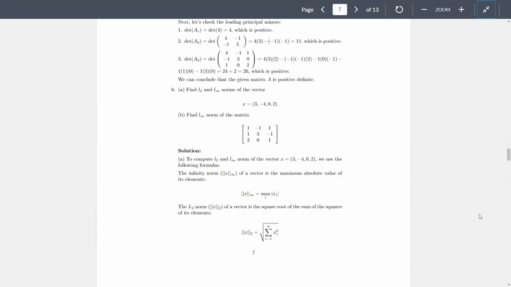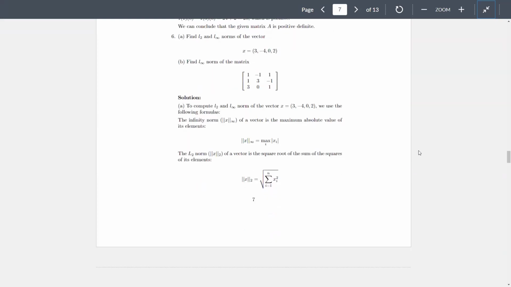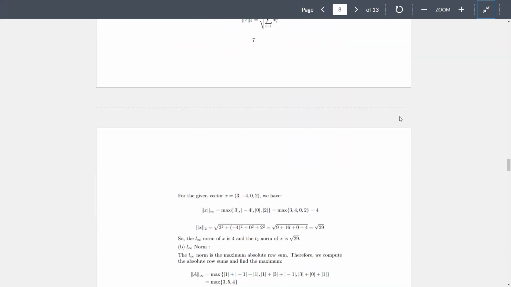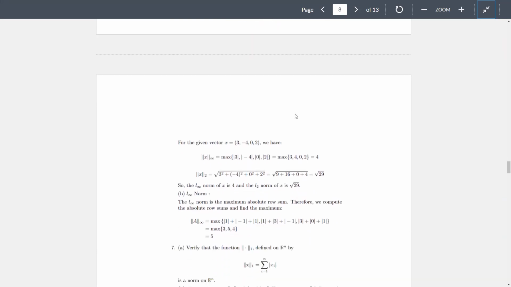And then for question 6 here, I'm going to ask you to find the L2 norm and the L infinity norm. You just need to know the definitions of the L2 norm and the L infinity norm. You don't need to write down the definitions, you just need to calculate it. I write them down here because I want to remind you of the definitions, and then you can just write down the calculations here. Okay? You don't need to write down the definitions as I did there.